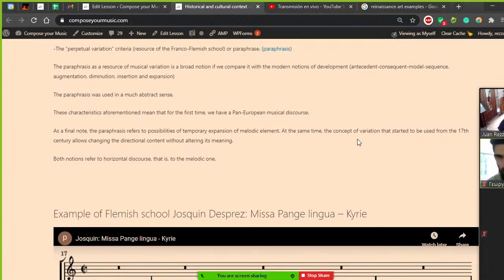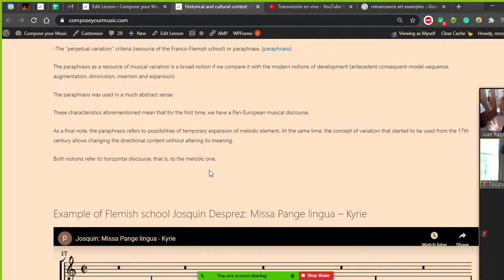At the same time, the concept of variation that started to be used from the 17th century allows changing the direction of content without altering its meaning. Both notions refer to the horizontal discourse, that is the melodic one. So paraphrasis in the Renaissance is a proto-development.